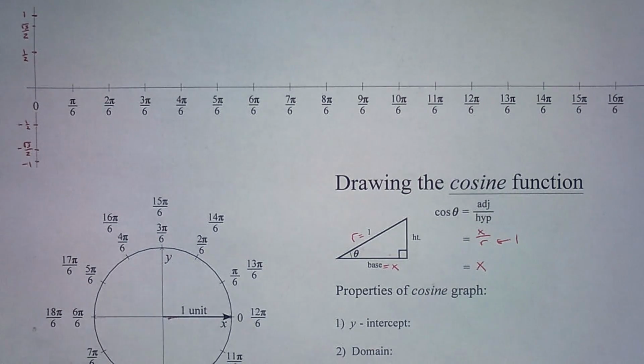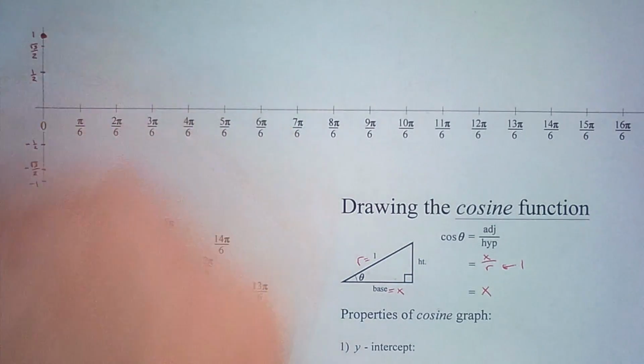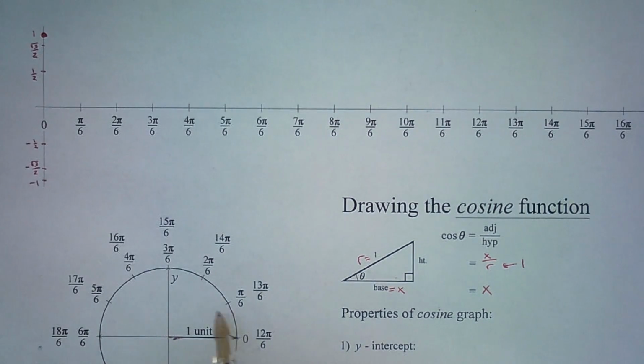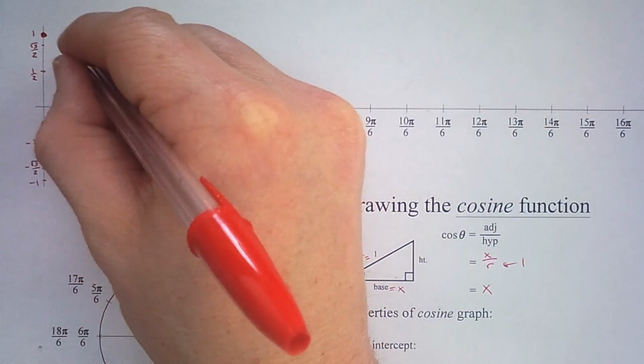x. Okay, so at 0 radians, what is the x value? The x value, since a unit circle has a radius of 1, the x value here is 1. So our first point is going to be up here. At pi over 6, we are in the third position to the right. Okay, so there's a position right here, so we're at 1 over 2, root 2 over 2, root 3 over 2. So our x value here is root 3 over 2.